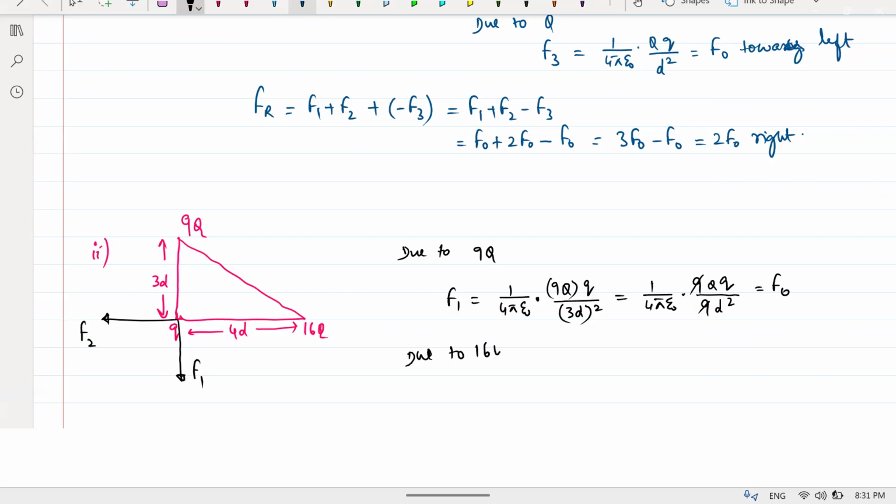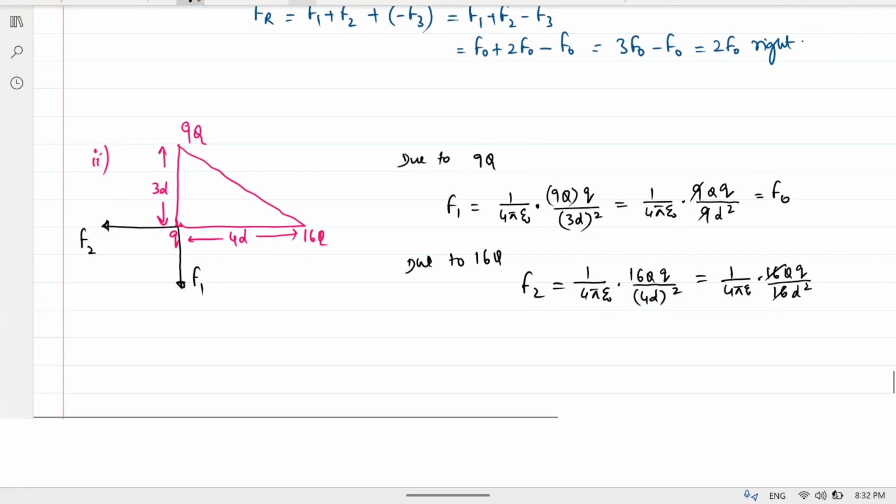Then due to 16Q, F2 is equal to 1 by 4 pi epsilon naught into 16Q into small q divided by the distance between them, 4d, whole square. So that will be equal to 1 by 4 pi epsilon naught into 16 capital Q small q divided by 4 squared, which is 16, into d square. This 16 will get cancelled. So again this will be equal to F naught. F1 is equal to F naught, and F2 is also equal to F naught.